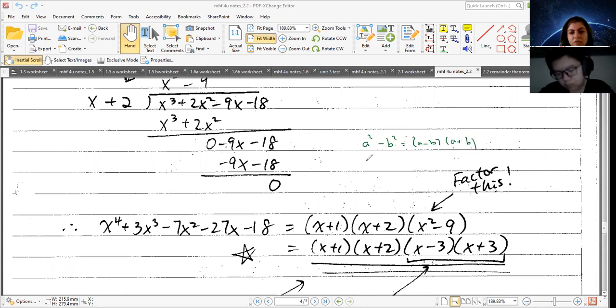The same way you can do for x power 2 minus 9. Instead of the 9, I can put 3 power 2, right? So it's going to be x minus 3, x plus 3. So instead of the x power 2 minus 9, I put these two, x minus 3, x plus 3, and I'm done factoring.